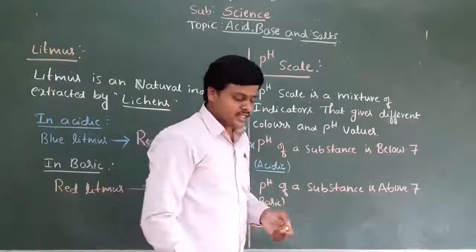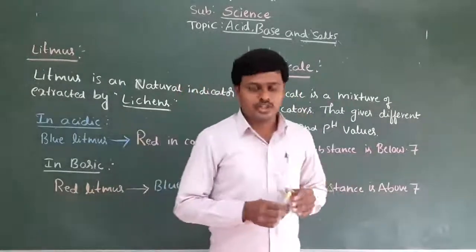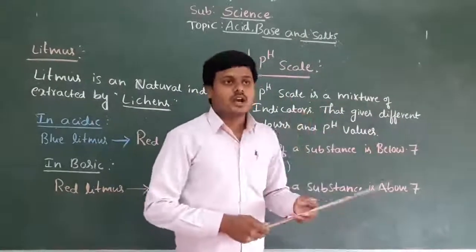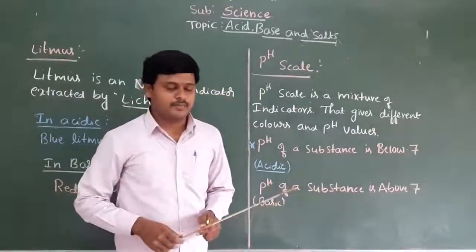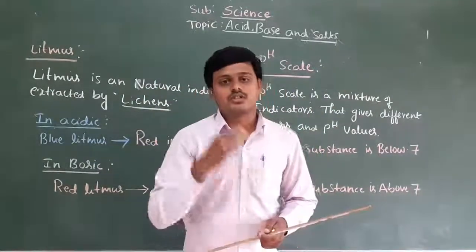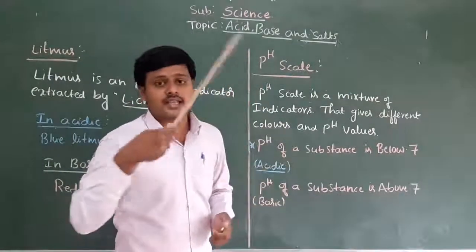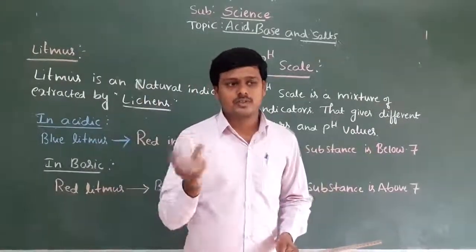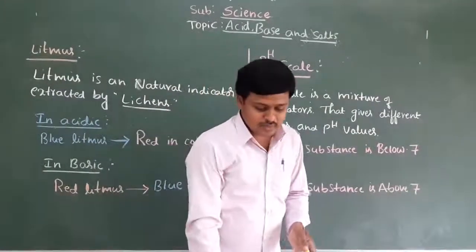Dear students, basically the pH scale has 14 units, from 0 to 14. The range 0 to 7 indicates that the solution is an acidic medium, and above 7 up to 14 indicates a basic medium. If the pH indicator shows exactly 7, we call it a neutral solution, which means it is neither an acidic medium nor a basic medium.